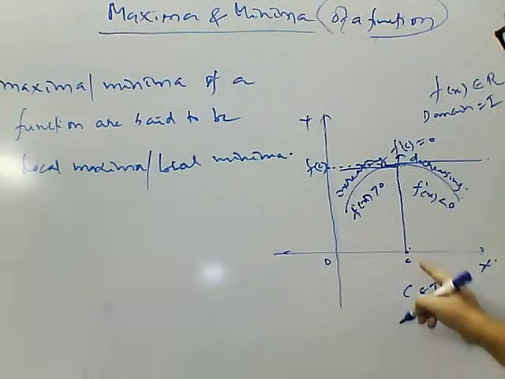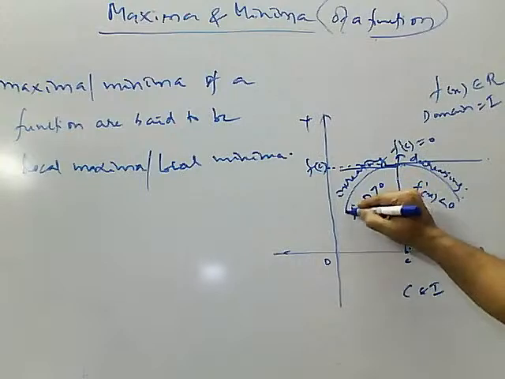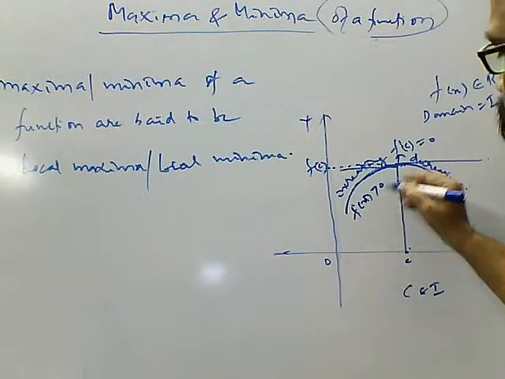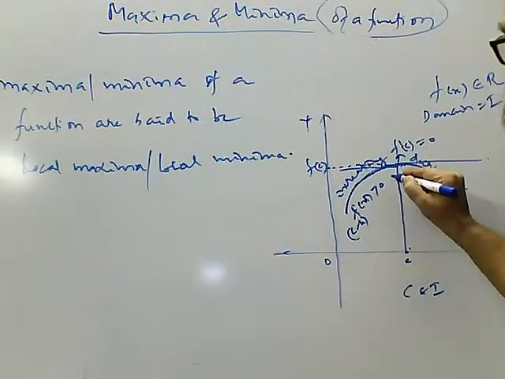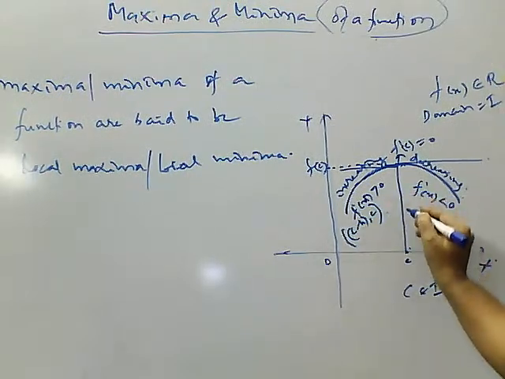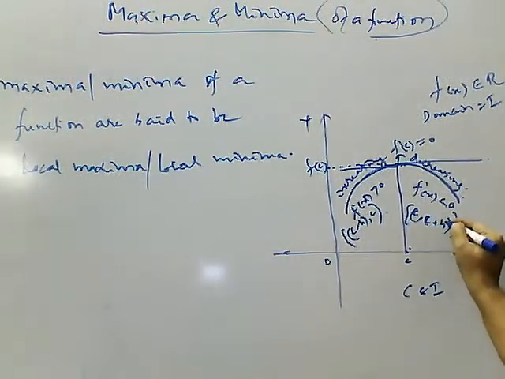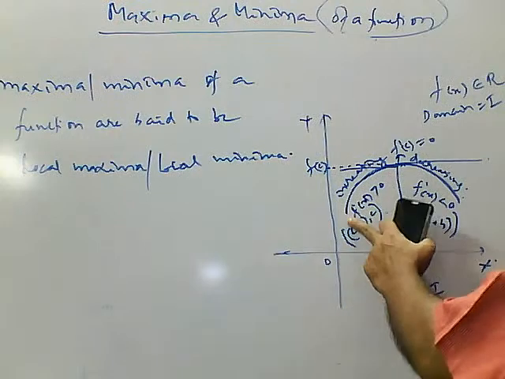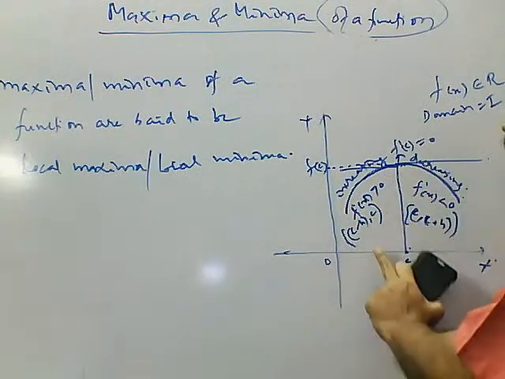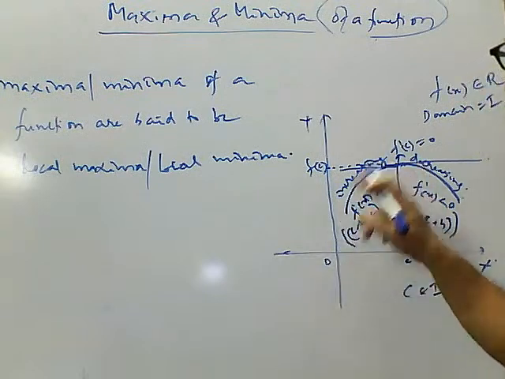Are you clear? Now, C is a point in the domain of f, and C has the maximum value. From here to here, this is C; this is C minus h to C, and this is C to C plus h. In the interval C minus h to C, on the left side, the function is increasing, so f dash x is greater than 0 by the first derivative test. During an increasing function, f dash x is greater than 0.